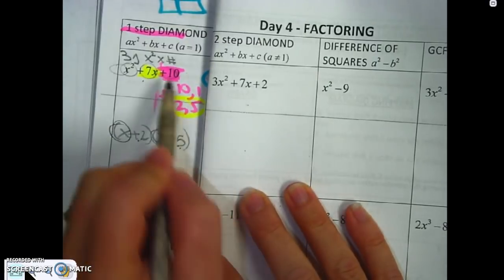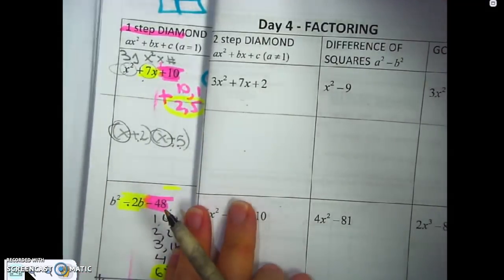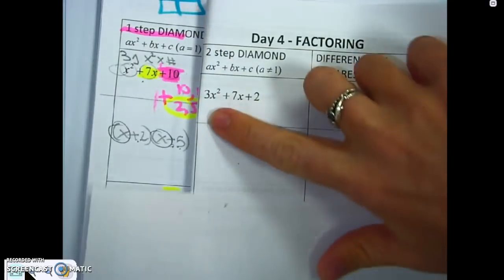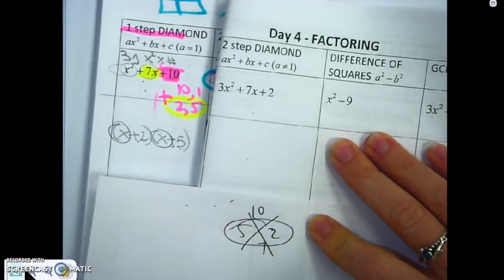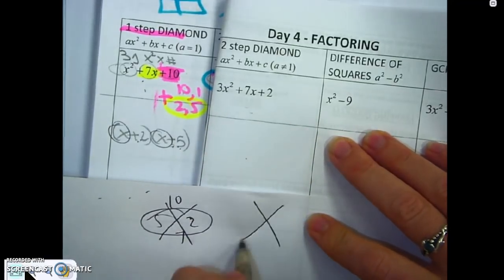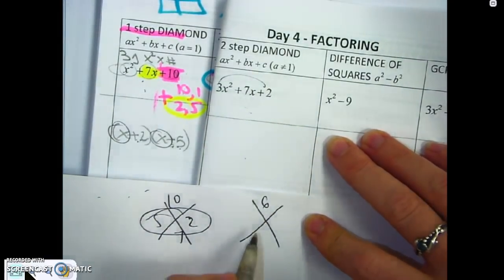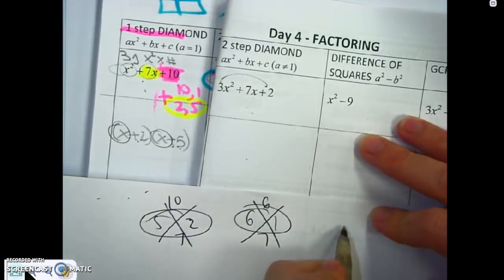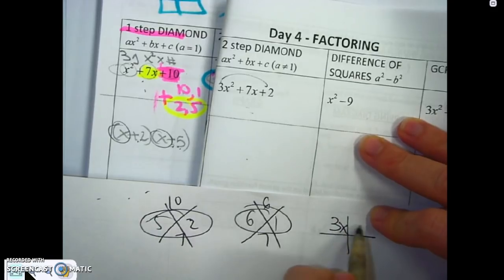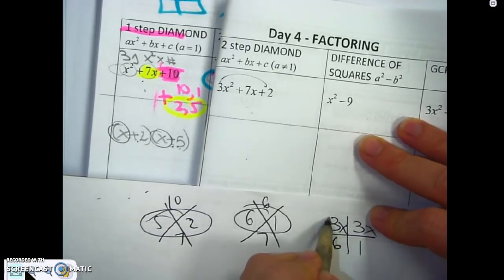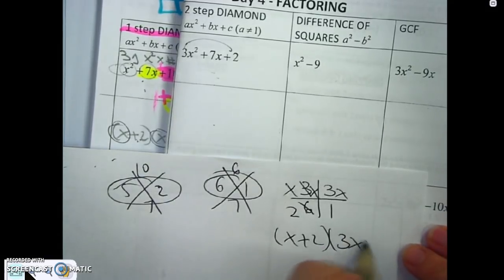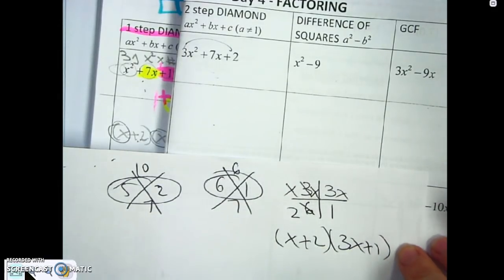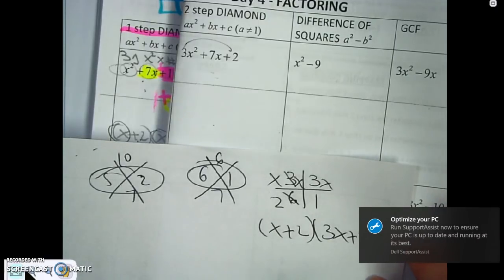So honestly, I think the easiest way to do this one, I could do the little magic X and magic T. Let me show you, because this is what some of you like. If I was to do this problem, some of you would do the magic X 10, 7, 5, 2. Then you're like, oh, those are my numbers. So if you were doing this problem with the magic X, this time you would go 3 times 2 is 6, 7, my numbers are 6 and 1. And then you do the magic T, 3x, 3x, 6, 1, x plus 2, 3x plus 1. So that is something that works if you want to do the magic X, magic T.